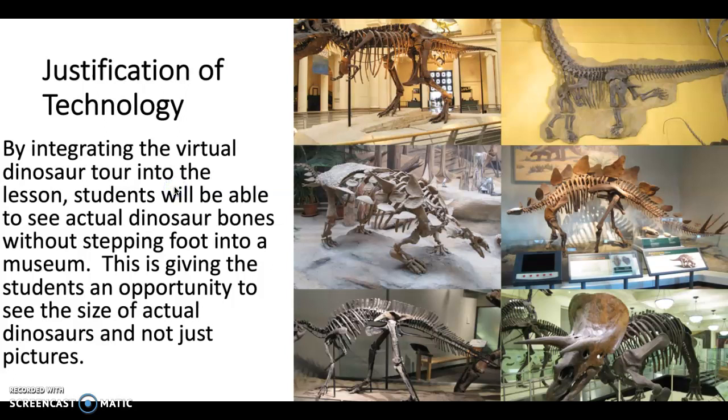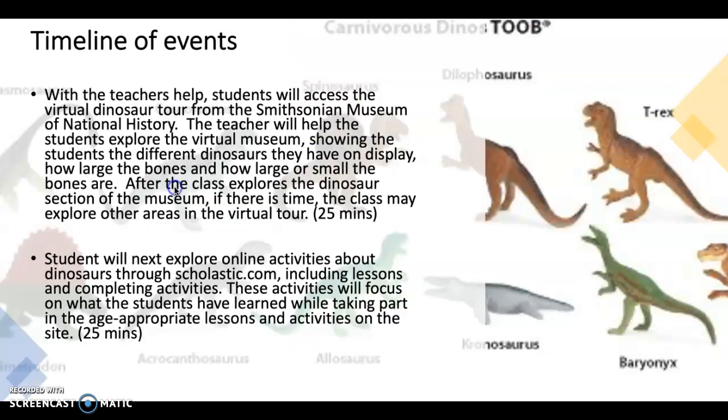The justification of this technology would be to integrate the virtual dinosaur tour into the lesson so students would be able to actually see what the dinosaur bone looked like without stepping foot into the museum. It also gives the student an opportunity to see what the size of an actual dinosaur bone might look like, and not just from a picture that they see in a book or online.